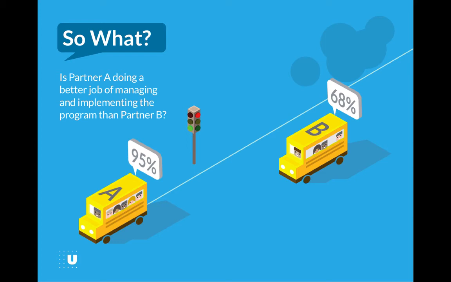At first, these data might suggest that Partner A is doing a better job than Partner B of providing a service that achieves outcomes for children. Going back to our transportation example, we could say that School Bus A is successfully getting more kids to school than School Bus B.